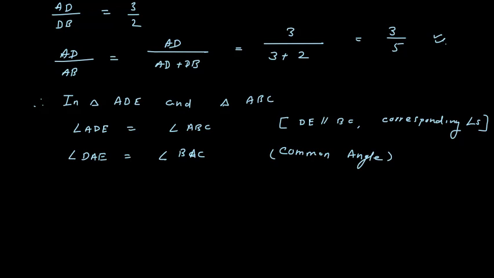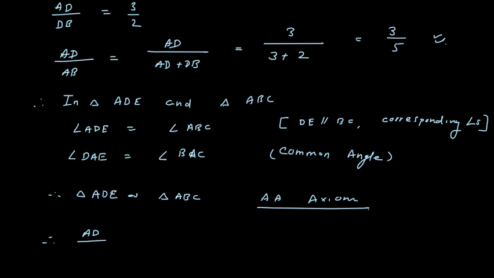Okay, so these two things we have written. Therefore you can say that triangle ADE and triangle ABC are similar triangles. So triangle ADE is similar to triangle ABC. The reason is the AA axiom. Therefore, AD upon AB is equal to DE upon BC.